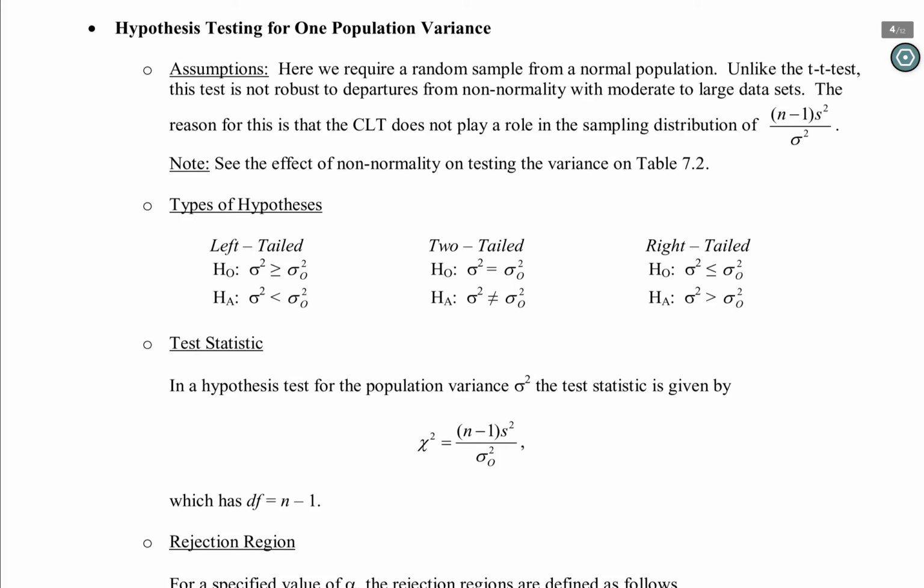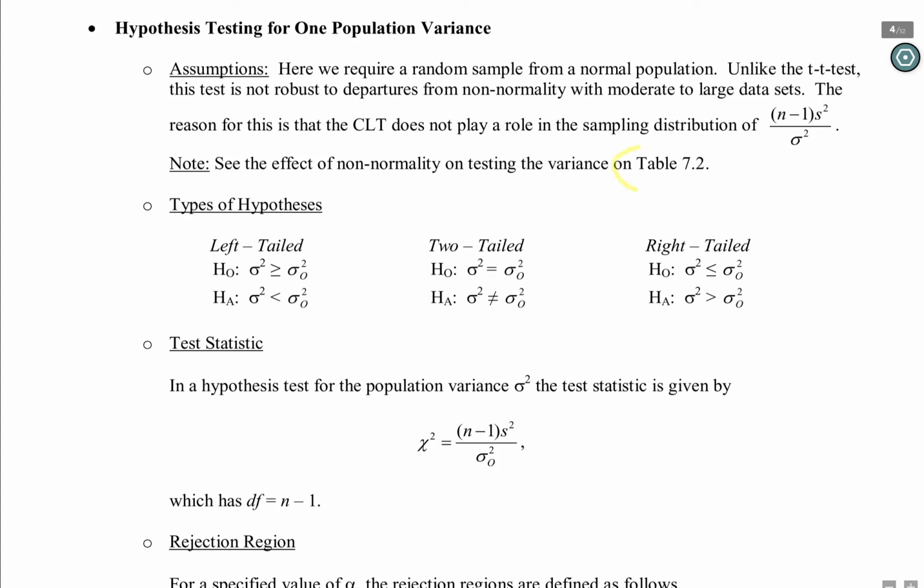Okay, so here is a hypothesis test for a single population variance. The assumptions here are similar to that of the confidence interval for population variance. In fact, they're the exact same: that we have a random sample from a normal population, and that we can't skirt over this assumption even if we have a large data set.